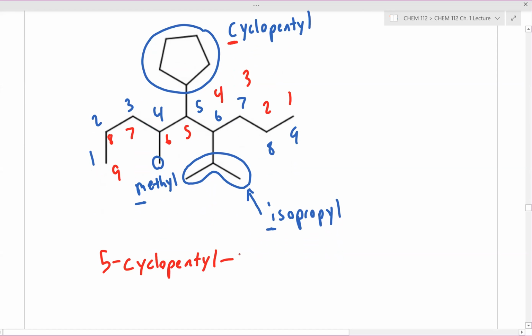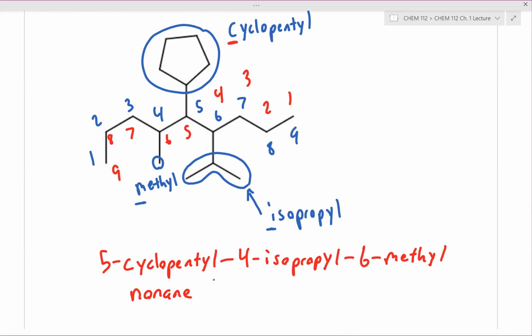Then what's next in alphabetical order? Isopropyl. And what number does it have using the red numbering convention? 4. So 5-cyclopentyl, 4-isopropyl. And then finally, what's our carbon number for the methyl? 6. So 6-methyl. And then what do we call a 9 carbon chain? Nonane. There we go. Does that make sense?